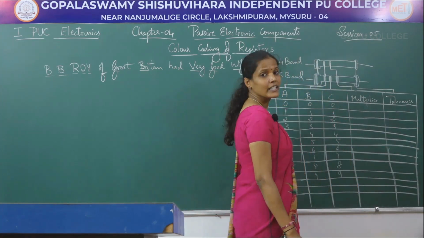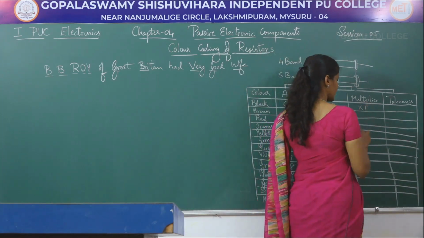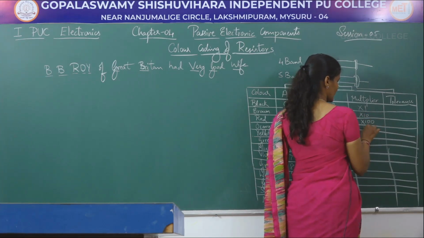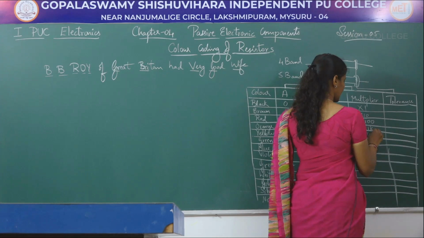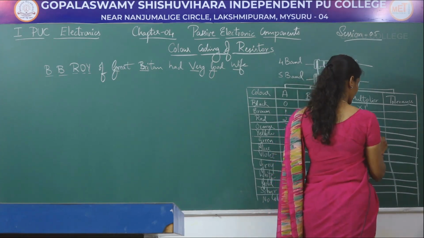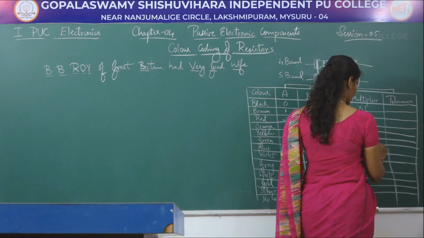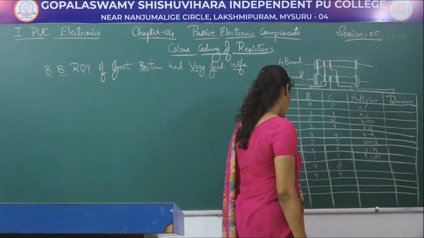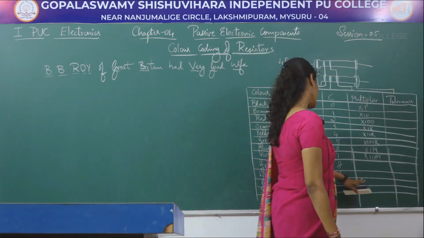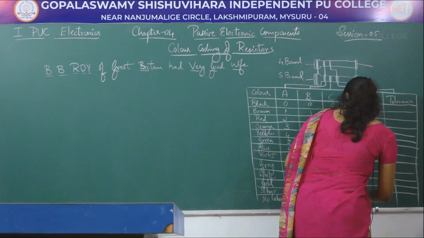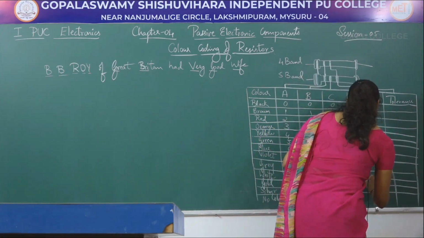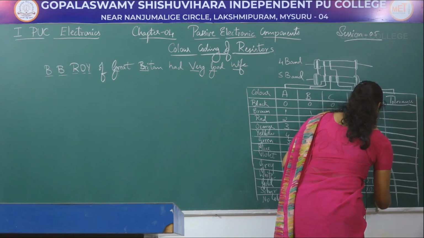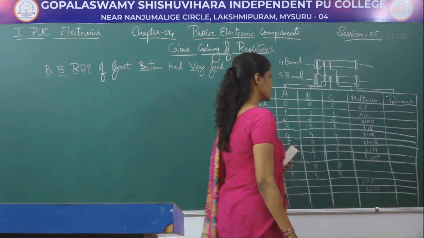And in the multiplier we will have multiples of 10: into 1, multiply by 10, 100, 1 kilo, 10 kilo, 100 kilo, 1 mega, into 10 mega. And white and grey will not have a tolerance. Gold will have a multiplier value of 0.1 and silver will have 0.01. So these are the multiplier values.